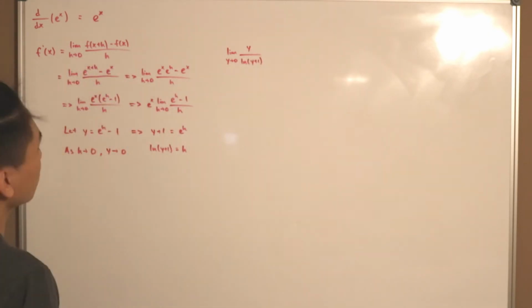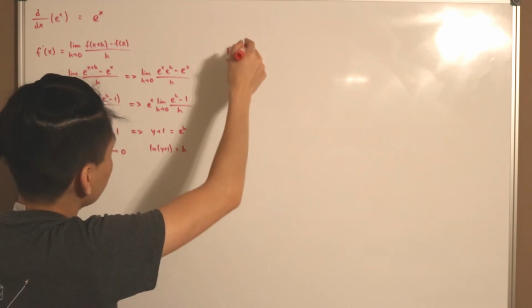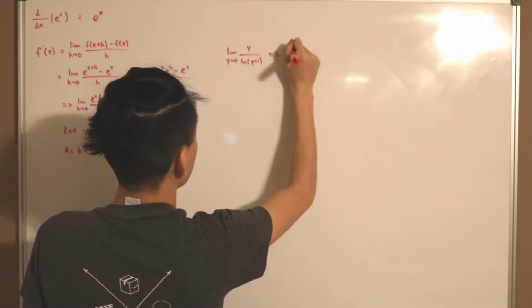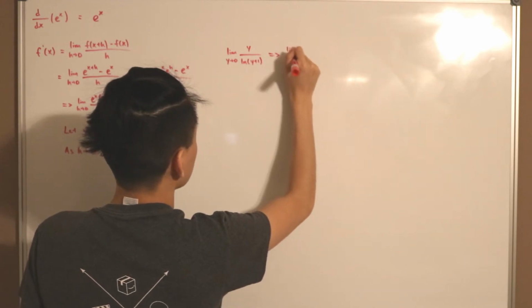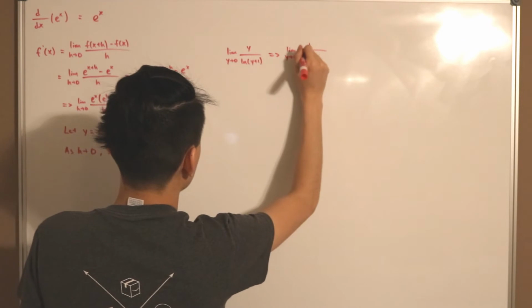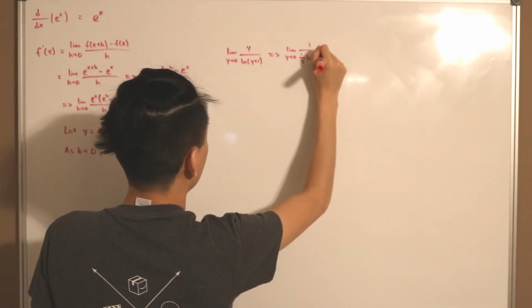Okay? Now what we can do is divide the y from both the numerator and the denominator. So simply we would have the limit as y approaches 0 of 1 divided by, I'm going to write this as, 1 over y multiplied by the natural log of y plus 1.